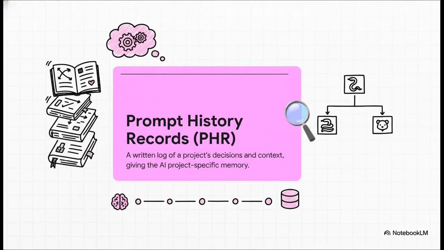Well, the first part of the solution is something called prompt history records, or PHR. This is basically a project-specific journal. It's really just a simple text file where you log the important decisions. Something like, decision: we're using Python, not Go, for this service. Reason: we need to prioritize faster development. This kind of log gives the AI vital context for whatever it's working on right now.